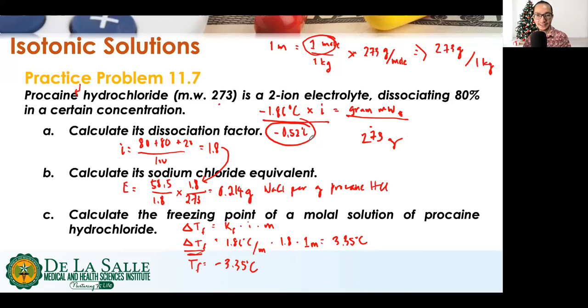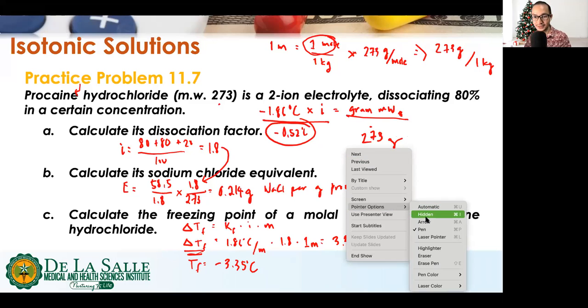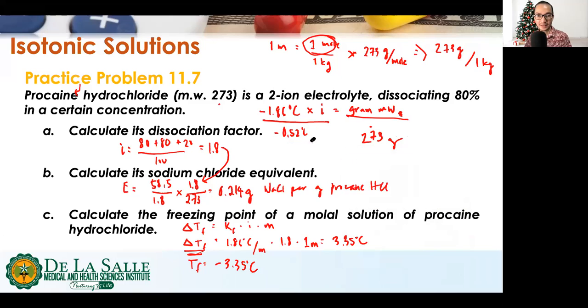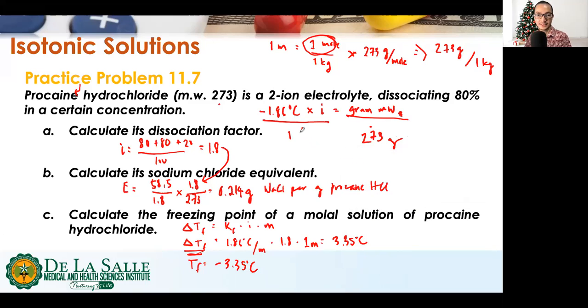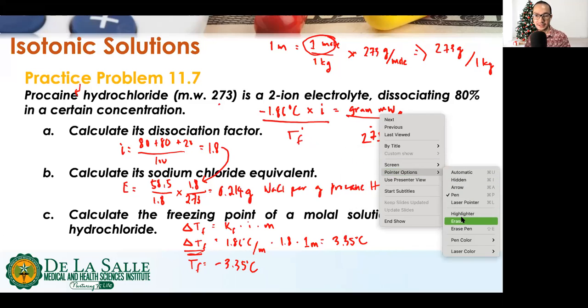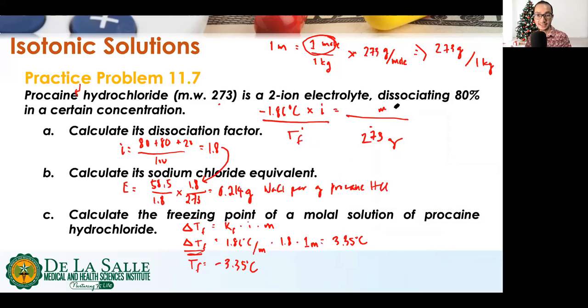So we can actually determine the freezing point of a molal solution from this formula. So this will be the freezing point, and the gram molecular weight of our procaine hydrochloride is actually the same, 273. And then the i is determined as 1.8. So this will simply cancel out. So the freezing point is equal to negative 1.86 degrees Celsius times 1.8.